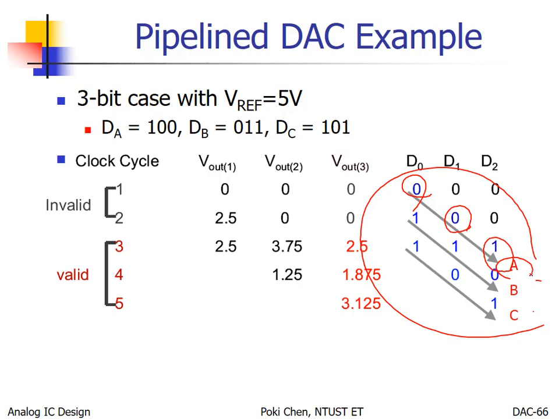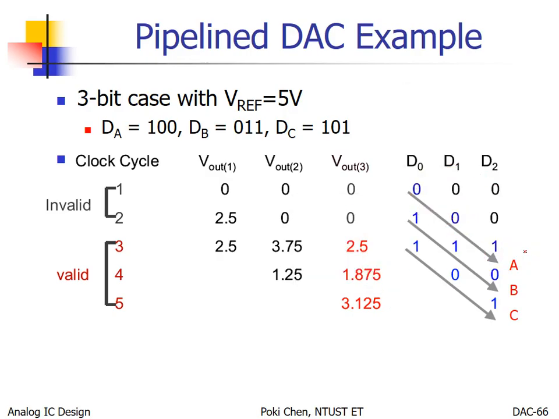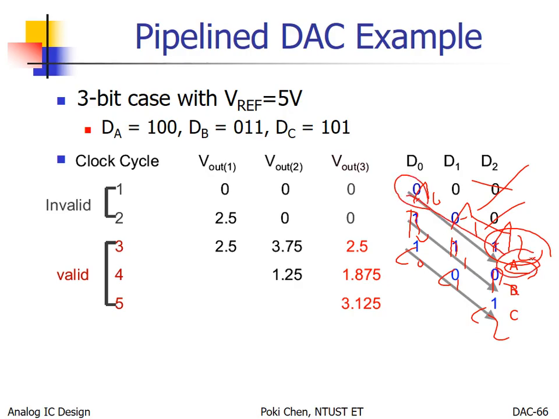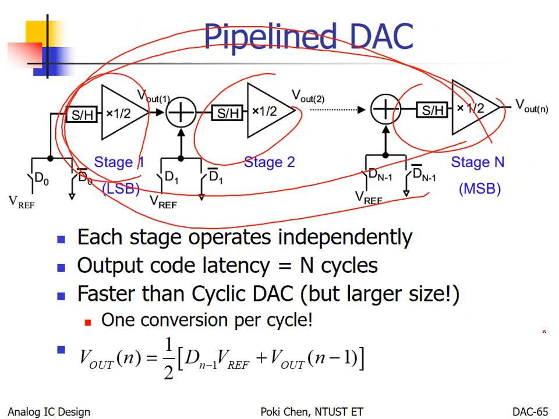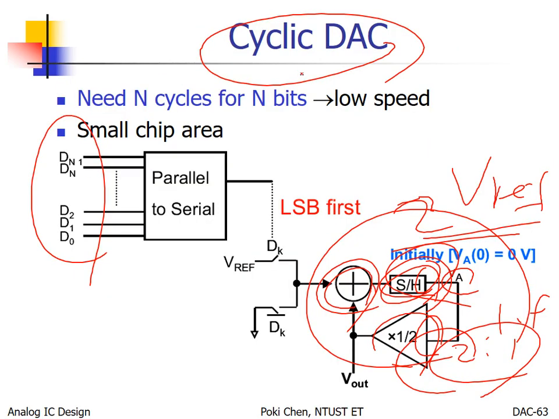For the first D0, D1, D2, and this one is the same. Okay, you can see A0, A1, A2. And how about B0, B1, B2, C0, C1, C2? You can see for each cycle, you can generate one output. Got it? Each cycle, you get one output. From the beginning, no output at all. But after the first output shows up, after each cycle you can generate one output. Okay? But if you go back to the cyclic DAC, you need n cycles to generate one output. Got it?